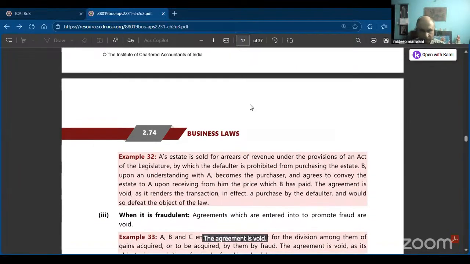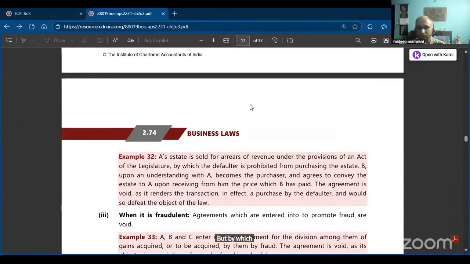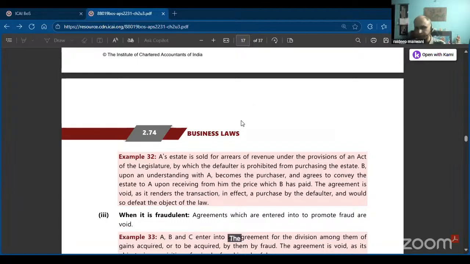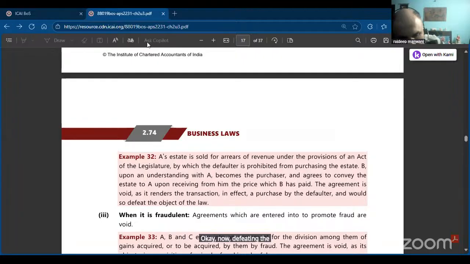Example: A's estate is sold for arrears of revenue under the provision of an act of the legislation, by which the defaulter is prohibited from purchasing the estate. B, upon an understanding with A, becomes the purchaser and agrees to convey the estate to A upon receiving from him the price which B has paid. The agreement is void as it renders the transaction, in effect, a purchase by the defaulter and would so defeat the object of law. Okay, now defeating the objectives of the law, defeating the provisions of the law.